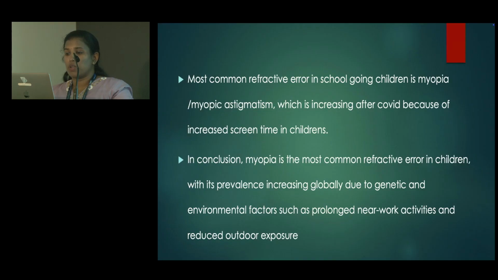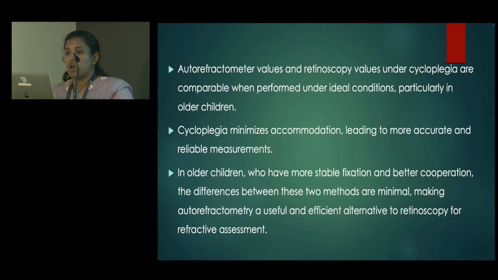In conclusion, myopia is the most common refractive error, with its prevalence increasing globally due to genetic and environmental factors such as prolonged near-work activities and reduced outdoor exposure. And autorefractometer values and retinoscopy values under cycloplegia are comparable when performed under ideal conditions, particularly in older children. Cycloplegia minimizes the accommodation, leading to more accurate and reliable measurements. In older children who have more stable fixation and better cooperation, the differences between these two methods are minimal, making autorefractometry a useful and efficient alternative to retinoscopy for refractive assessment.